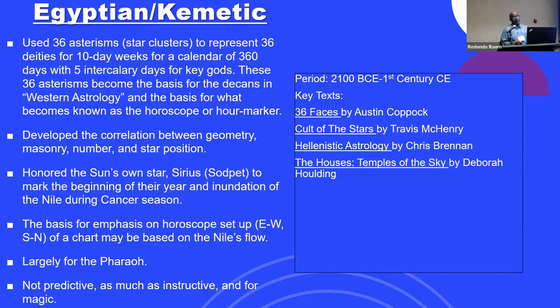And again, that's interesting because there are a lot of rivers that flow from north to south, but the Nile is among the few rivers that flow from south to north. It comes from the interior of Africa all the way toward the north. And it was largely for the pharaohs and organized by the priests, which is the similarity that it has to the Babylonians. It wasn't so much just predictive as much as thinking about particular rituals, and it was instructive for the kind of pharaoh the pharaoh would be, and for magic.